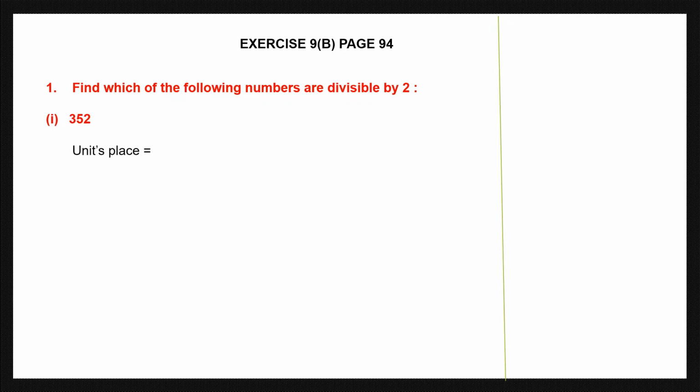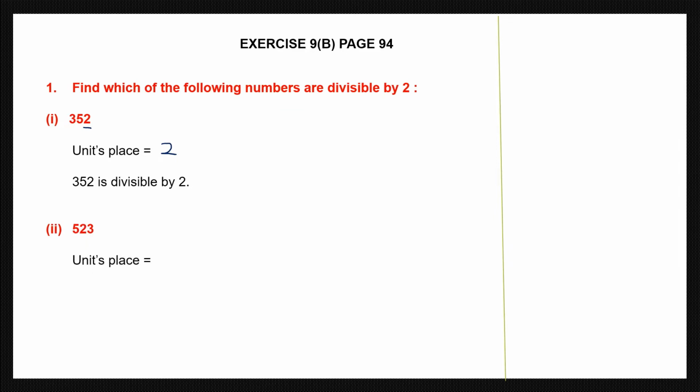So for 2, the test for 2 is we should see the digit in the units place. Now this is the units place or the ones place. The units place is 2. Now if we have to know whether a number is divisible by 2 or not, we should check the units place. The units place should be an even number or 0, 2, 4, 6 or 8. So this is 2. That means 352 is divisible by 2. See, we did not do the actual division, but by doing this test, we know that this number is divisible by 2.